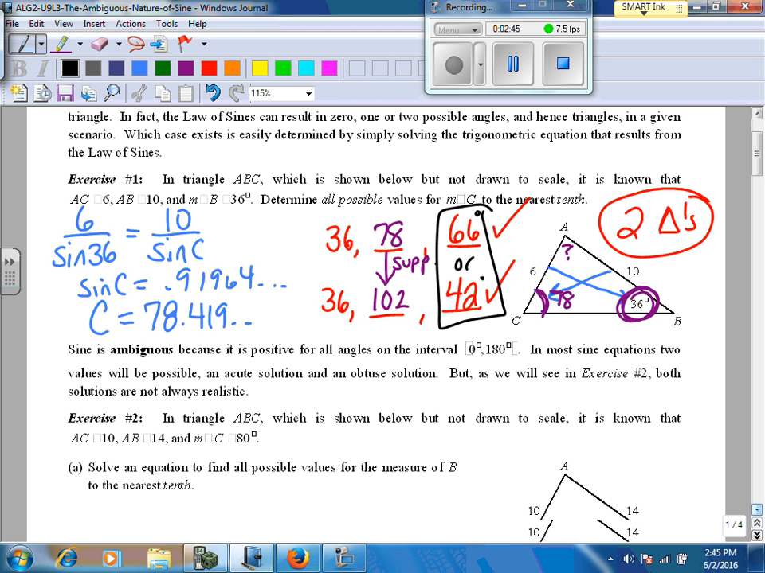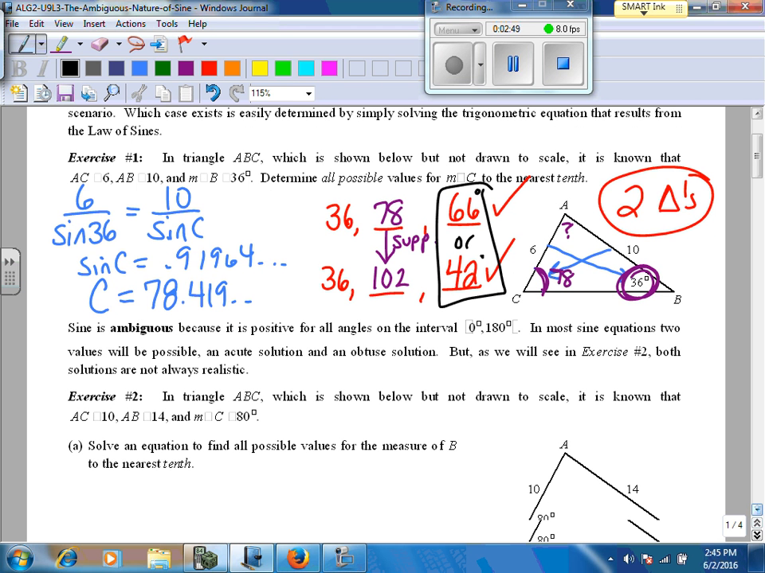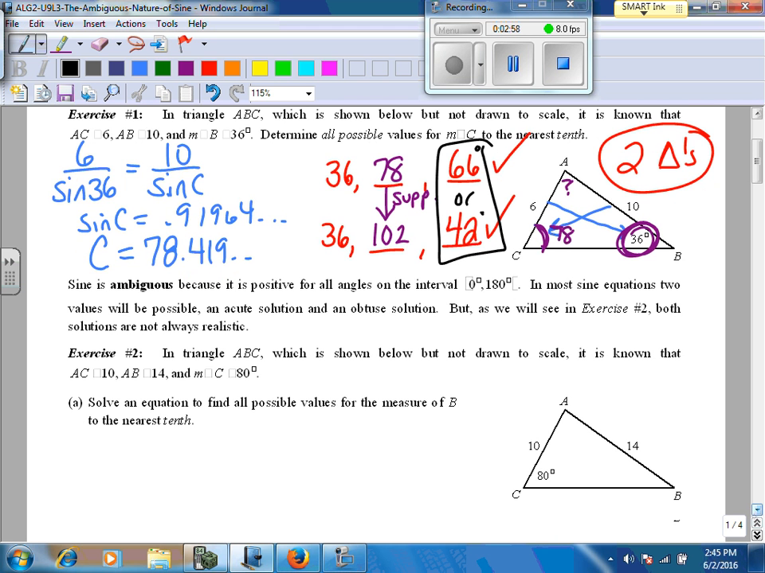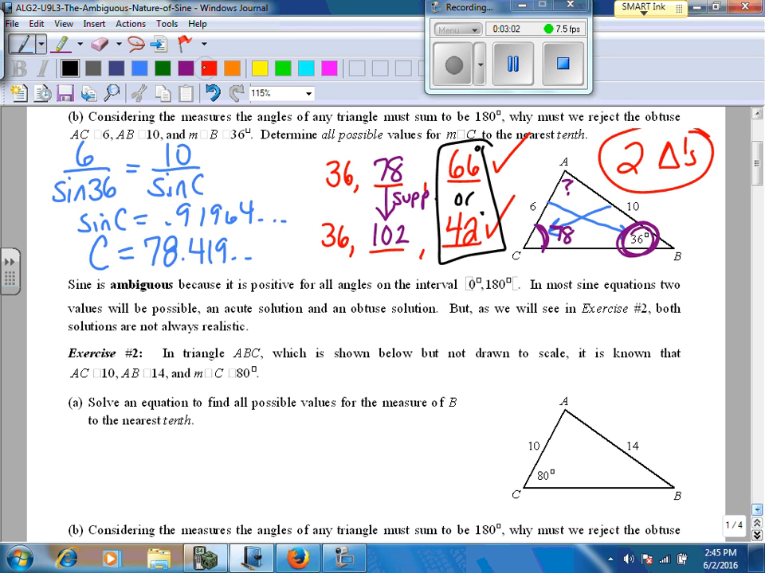So let's look at number 2. Again, we have a triangle with some information given, and we want to find the possible values for angle B. So we have that side of 10, which is opposite angle B. So we're going to do 10 over sine of B.